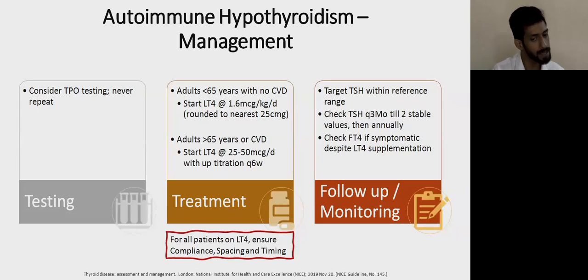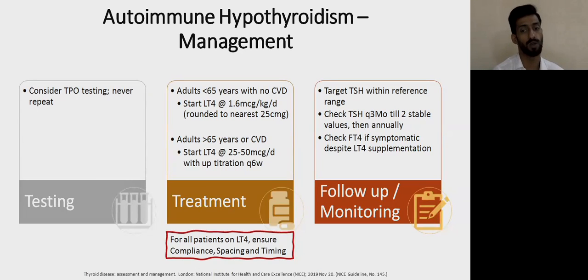So it's very important to ask compliance, spacing, and timing. These are just my words. This is not from any guideline, but please make sure that compliance, spacing, and timing are checked. It's put such that I remember a CST. So when you CST a hypothyroid patient, you should have done all these three. Only then you should CST. Otherwise, no CST.